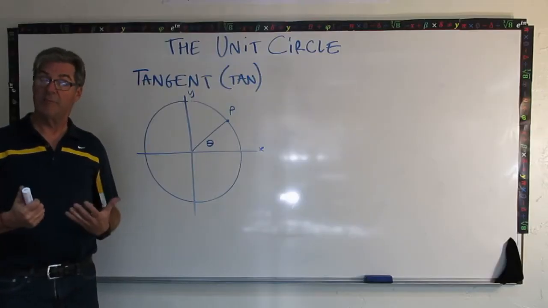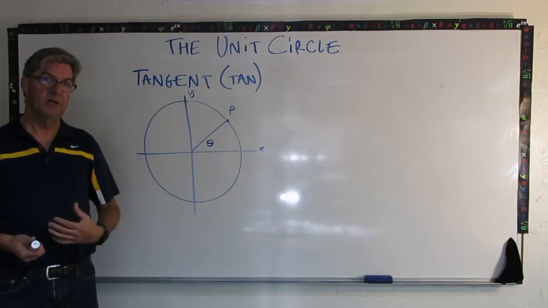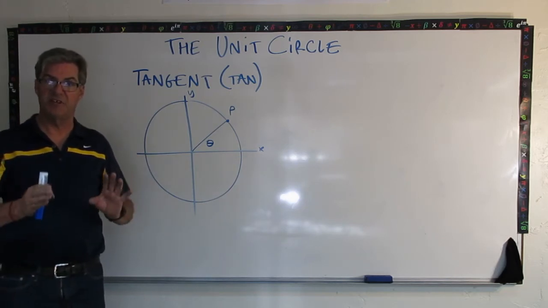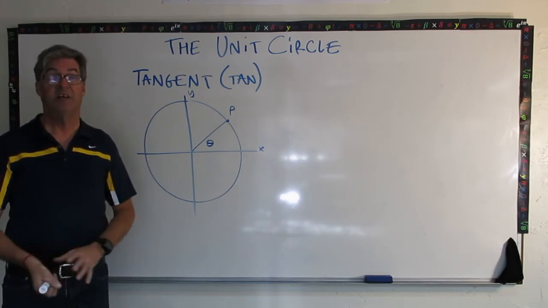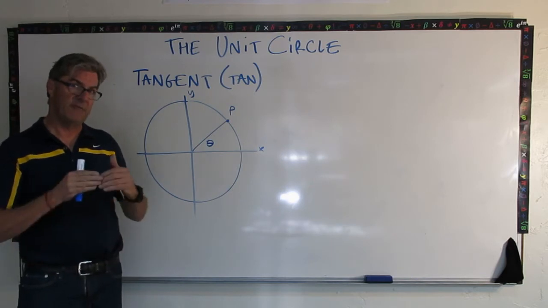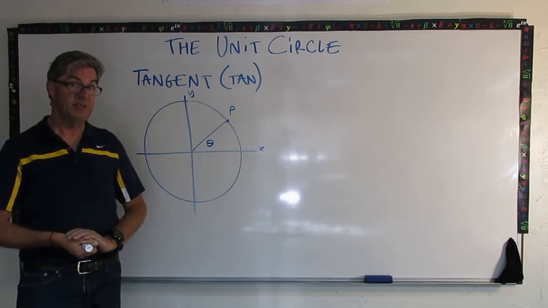Okay, now let's talk about tangent and the unit circle. And this is pretty straightforward. It's going to set us up for some trigonometric identities that we're going to work on a little bit later, like 4 or 5 lessons from now. So let's take a peek.